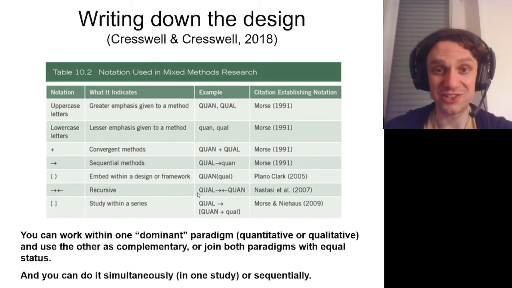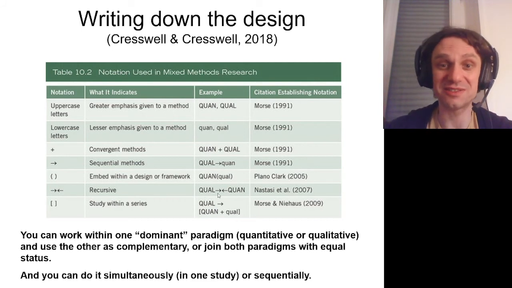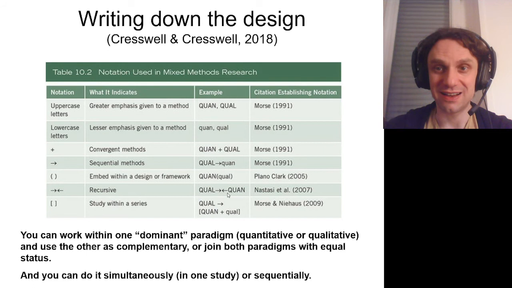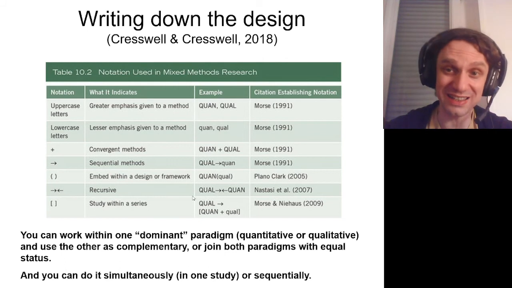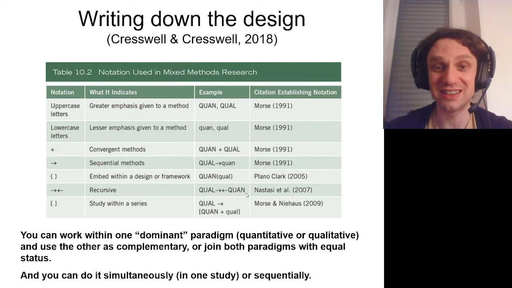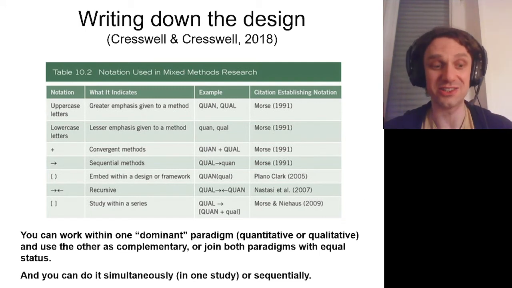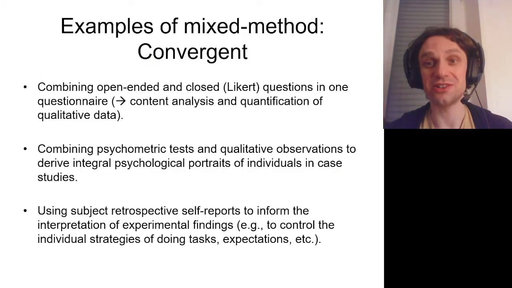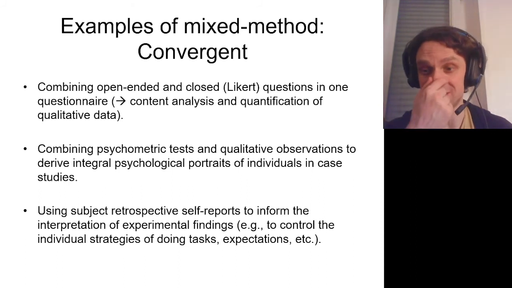Recursive is when you do probably several series and you turn from qualitative data to quantitative and vice versa. Or you collect this data in parallel and you use one set of results to inform the other. And so on. So you can use this kind of notation to write down your own research design. Well, let's now turn to some examples just to get an idea of how it all works.